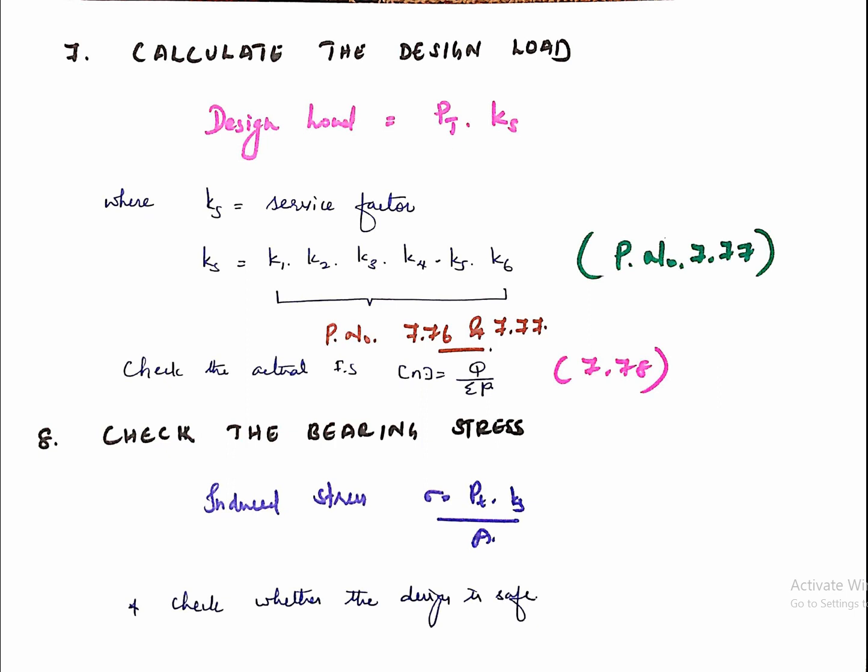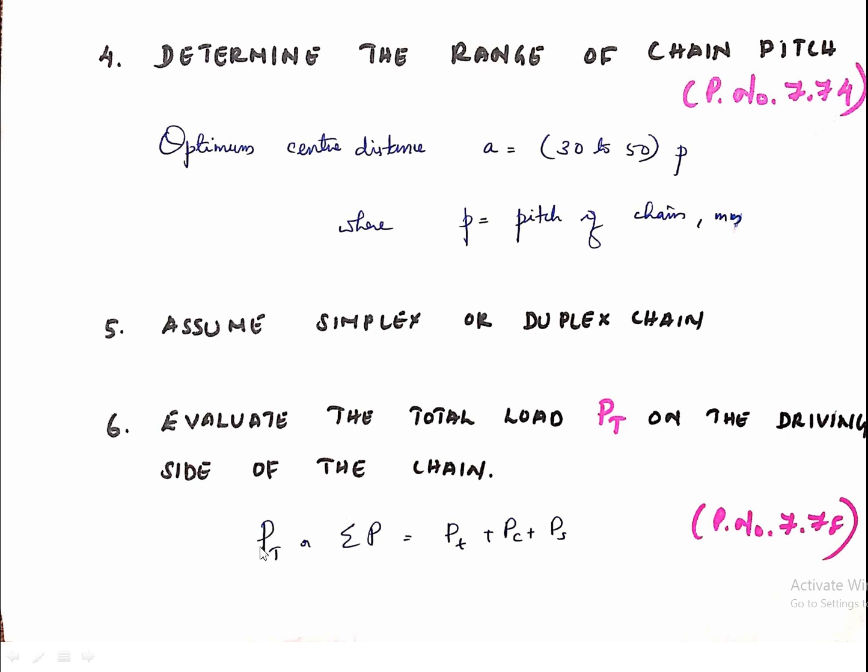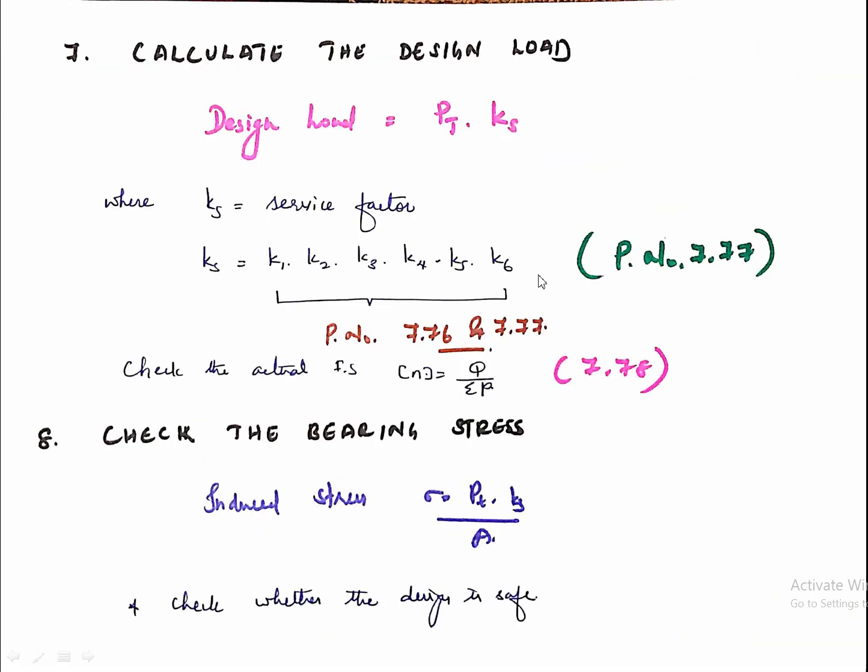Once the total load is found out, the next step is to calculate the design load. And mind you, this equation is not there in the data book. The design load is given by PT into KS. You need to multiply the total load value which we got in the sixth step with a constant. That Ks is actually a product of the constants K1, K2, K3, K4 and K5. You can get those constant values from page numbers 7.76 and 7.77.